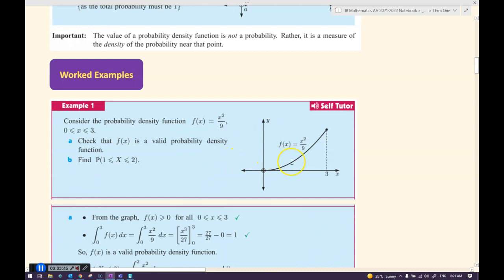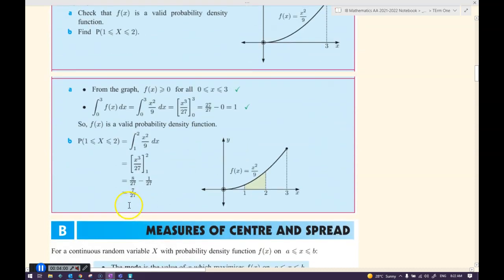So if I wanted to find the probability that for this particular distribution, a random result was somewhere between 1 and 2, how am I going to do that? I'm going to do the same thing. I'm going to integrate, except instead of going between 0 and 3, I go between 1 and 2. And you can see there, 7/27ths is the probability of ending up between 1 and 2.